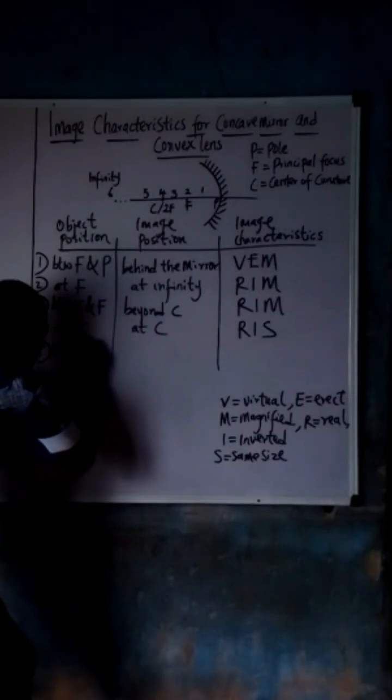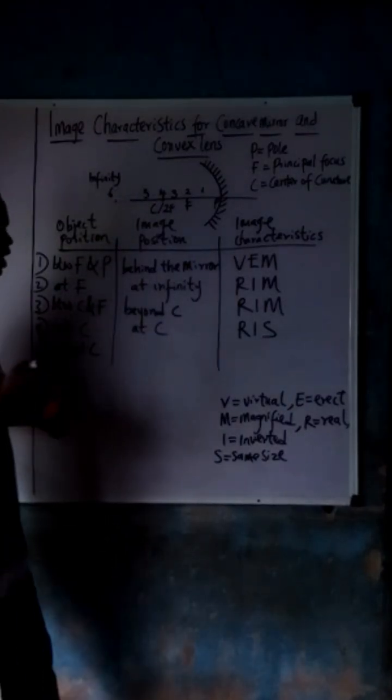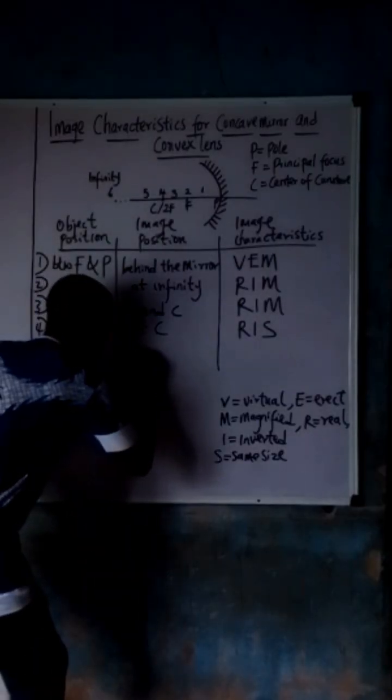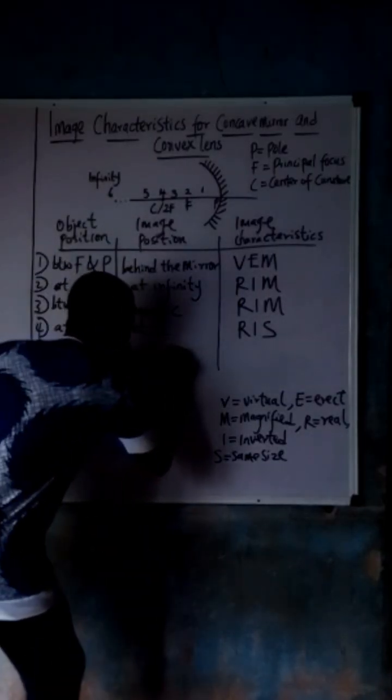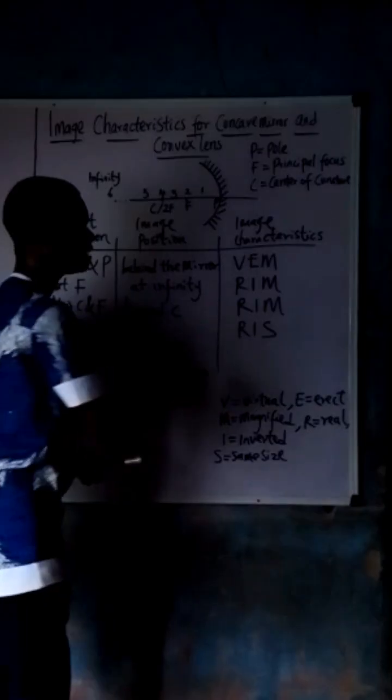Now for position 5, we agreed the object was placed beyond C. Where will the image be? Now when the object is placed beyond C, the image will be between C and F. Observe something. Between C and F, images are beyond C. Beyond C, images are between C and F.